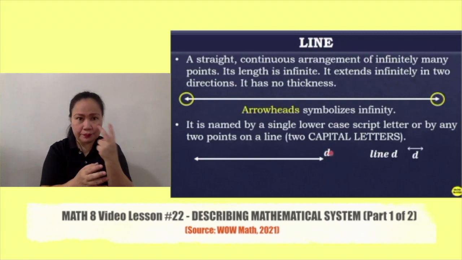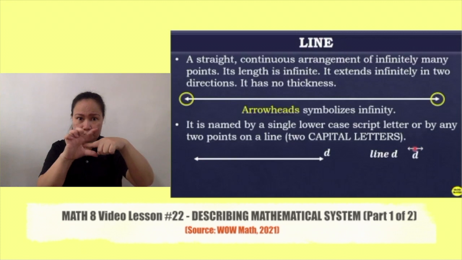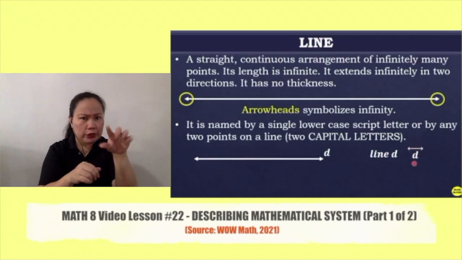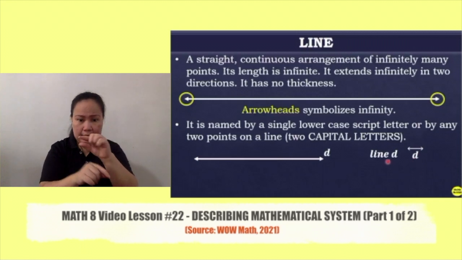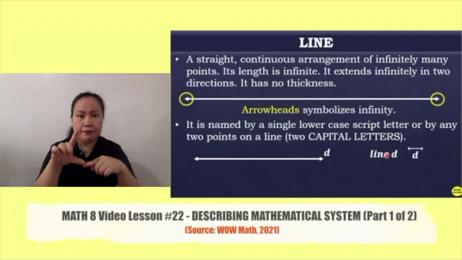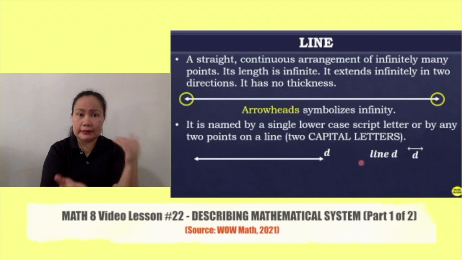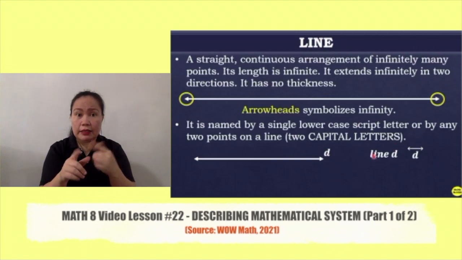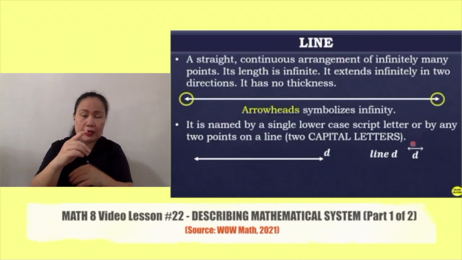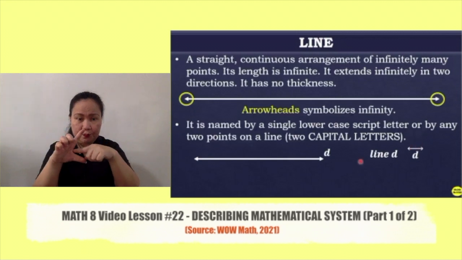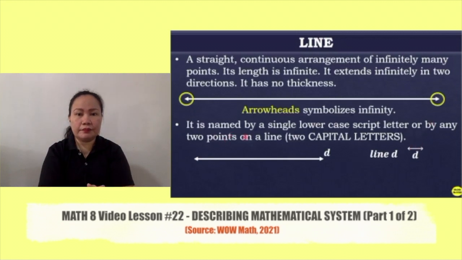So, you can make use of this symbol. So, as you can see, ang symbol niya po ay may dalawang arrowhead. So, ilalagay po natin yan sa taas ng ating letter. Okay? If you do not want to write the word line. Okay? Pero kung meron na to, wag nyo na po lagyan dito. Alright? So, again, we are naming a line by using a small script letter. So, this is line D, or in symbol, we will write the line like this. Okay? Or, sabi dito, by any 2 points on a line.